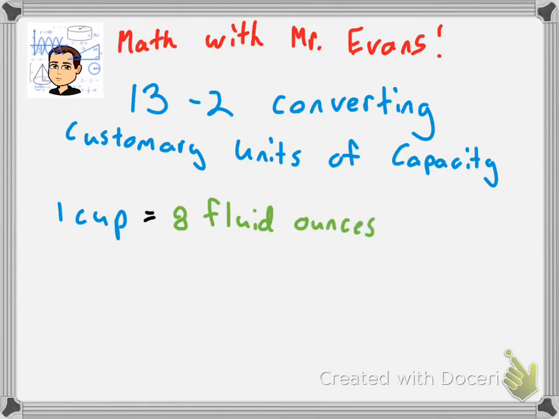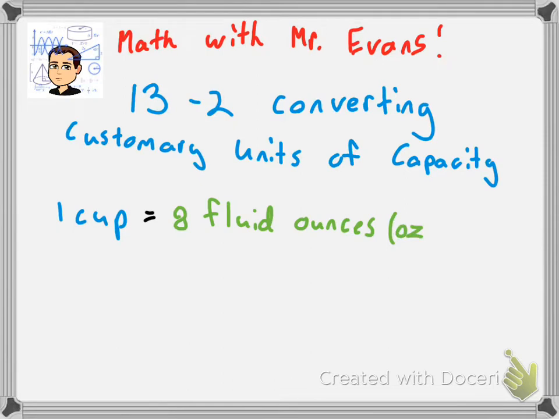So we have cups and ounces so far. So 1 cup is the same as 8 fluid ounces. And the reason we say fluid is because we're talking about liquid. There's another measurement with ounces, but we're not talking about that today. So just remember, if you hear fluid, we're talking about liquid. Okay, so 1 cup is the same as 8 fluid ounces.